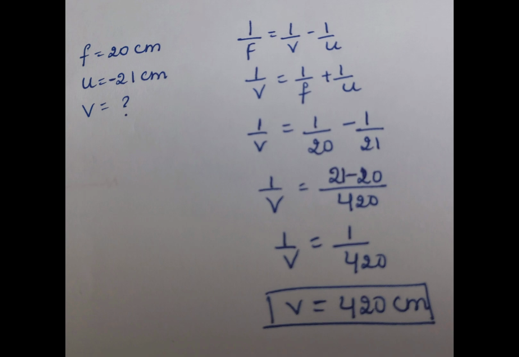Here 1 by V is equal to, in the numerator we'll get 21 minus 20 divided by 420. So 1 by V is equal to 1 by 420. Then V is equal to 420 centimeter.